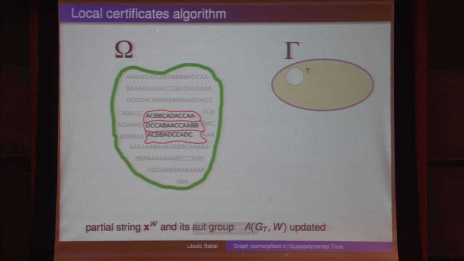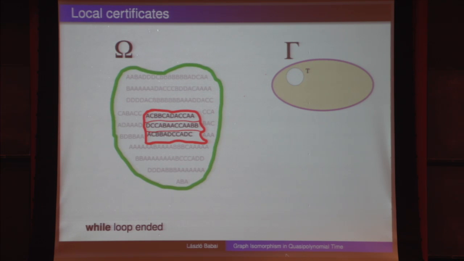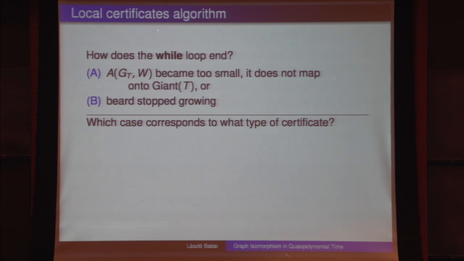Okay? And then at some point, this procedure is going to end. So the question is, how does the while loop end? I didn't write out the while condition, but now let's decide what is the condition. Well, there can be two reasons for the loop to end. One is that our automorphism group that kept shrinking became so small that it no longer maps to a giant. That's one possibility, then we end. The other possibility is that somehow the beard stops growing. The group is still mapping onto a giant, but no new points are affected. Okay? So the group shrank. Nothing tells us that if the group shrinks, then the number of points affected grows. It is just not going to be smaller. And so these are the two cases in which we stop the while loop.